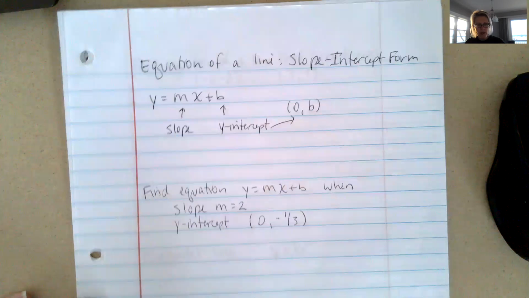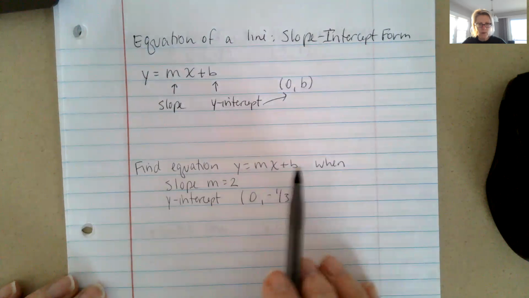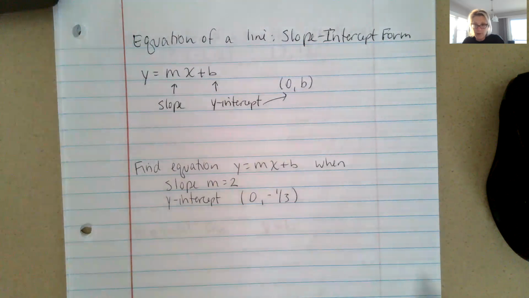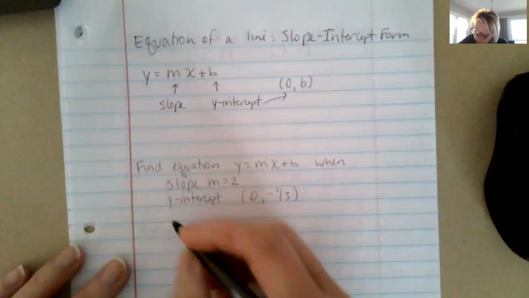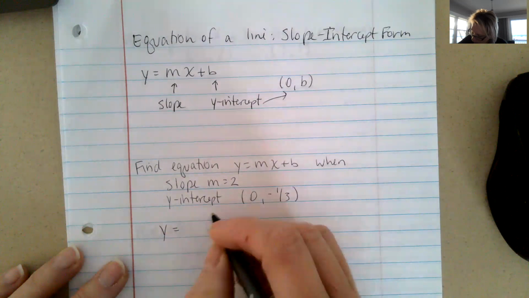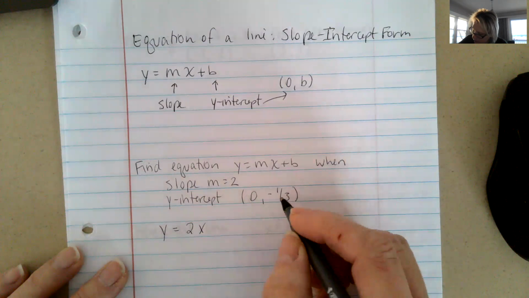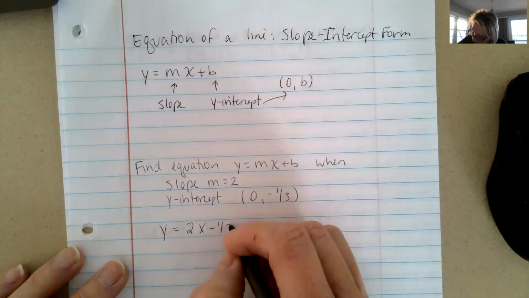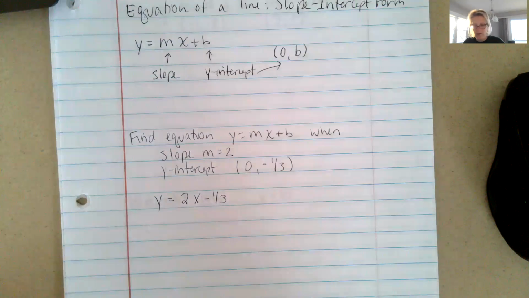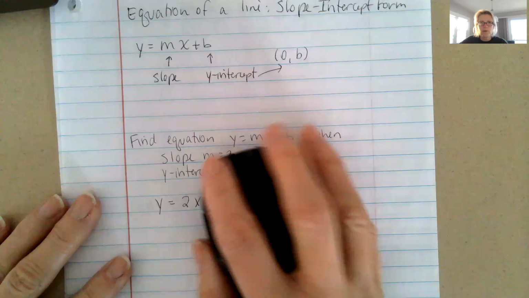Okay, so we want to find an equation y equals mx plus b when we have a slope and the y-intercept. So that's nice. I gave you the two pieces to the puzzle. So all we have to do is put them in. Y equals 2x, and then this y-intercept is a negative 1/3. Wow, those are great. Let's see what that looks like in Desmos.